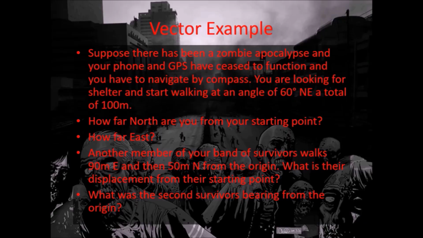In this particular case, there's been a horrendous zombie apocalypse, and your phone and GPS have completely ceased to function due to the complete decay of society. And you have to navigate using a compass the old-fashioned way. Magnetic north is unaffected by this disaster. So you're looking for shelter and start walking at an angle of 60 degrees, once again northeast, at a total of 100 meters. The question now is, how far north are you from your starting point? How far east? We've then got a question about other bands, other people from your band of survivors.